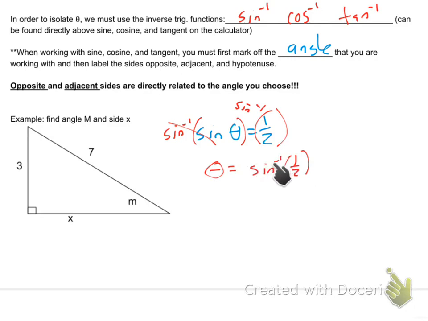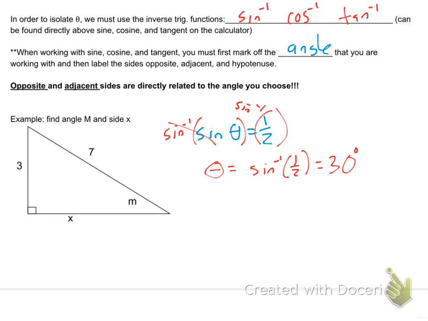So sine inverse 0.5, enter. You should have an answer, and the answer is 30 degrees. Now, if you're using the gray box calculator, you have to do things a little bit differently because your calculator can only do one thing at a time. For you guys, you have to do 1 divided by 2, enter. Then hit second sine or sine inverse, enter. That should also result in 30 degrees.